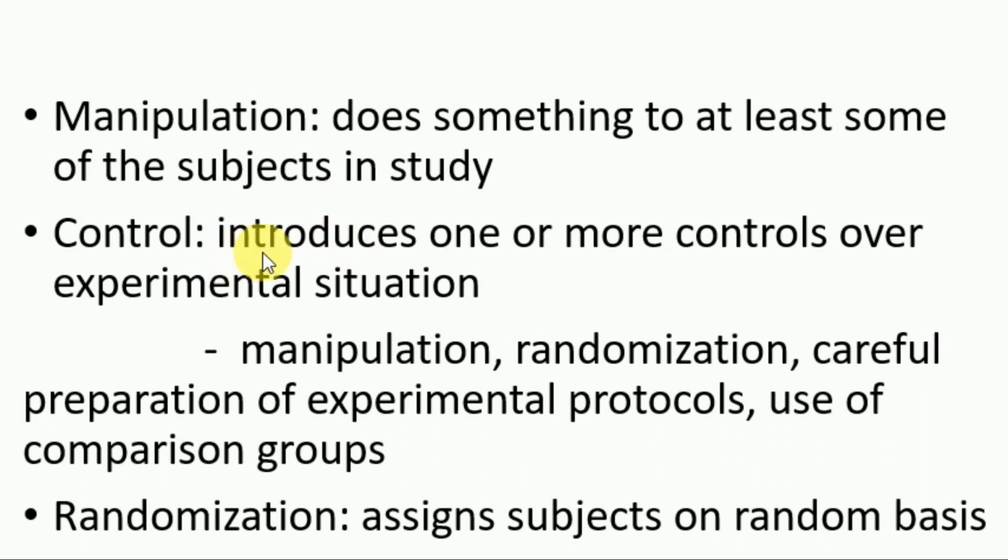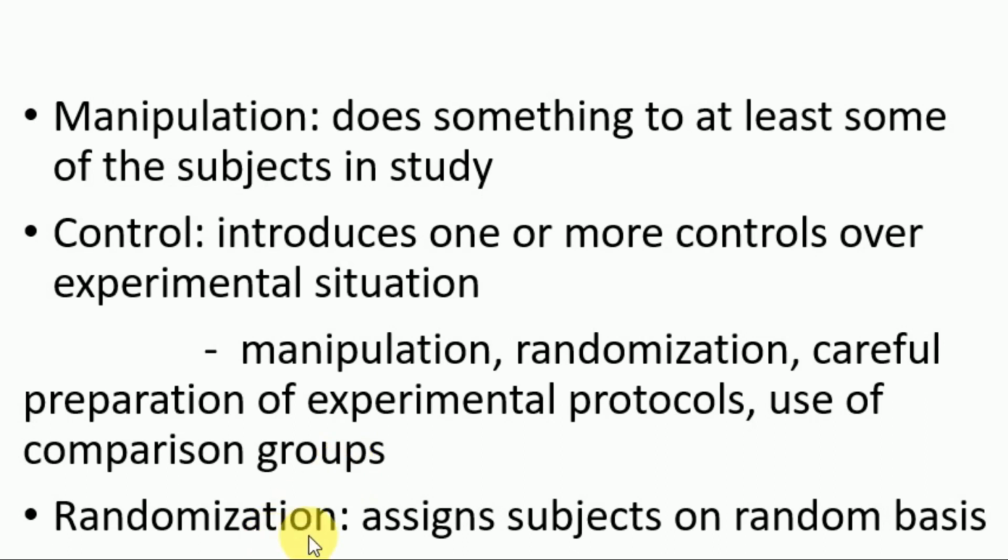Second one is control. Here the researcher introduces one or more controls over the experimental situation. This control may be acquired by manipulation and by randomization, or by the careful preparation of experimental protocols, or by the use of comparison groups.